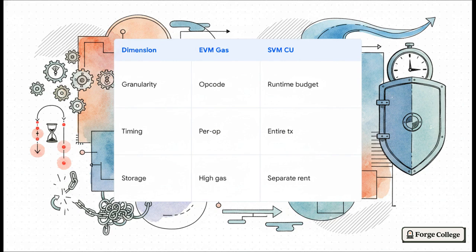But hey, look at the timing of enforcement here, because this is wild. EVM actually decrements gas mid-call, operation by operation. SVM, though, it checks against a runtime budget, which means you're often negotiating your budget at submission time rather than discovering you're totally out of gas halfway through a critical function. That drastically changes when and how your program might halt.